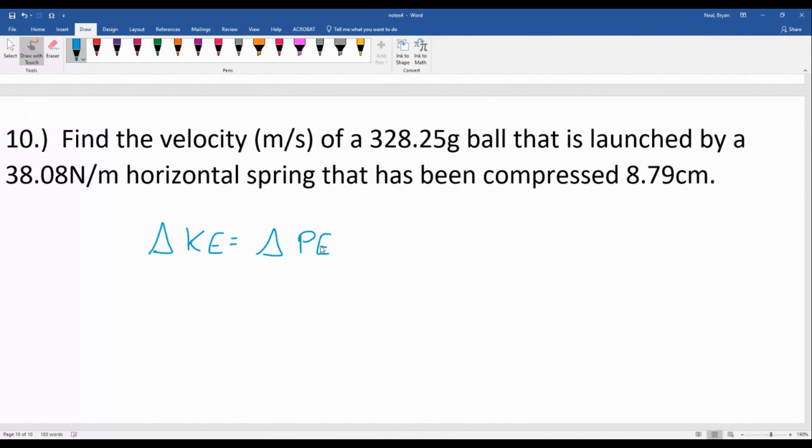Now, in this case, it's talking about a spring. So you have a special potential energy that comes from compressing or stretching a spring. Basically, it builds up energy because it wants to go back to its equilibrium position, which is basically its standard length. So let's see what this will do for us.